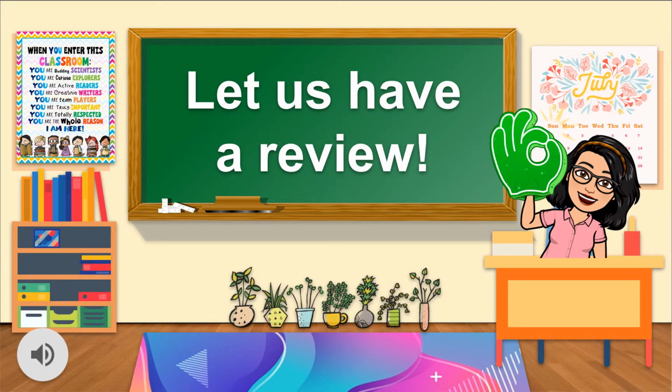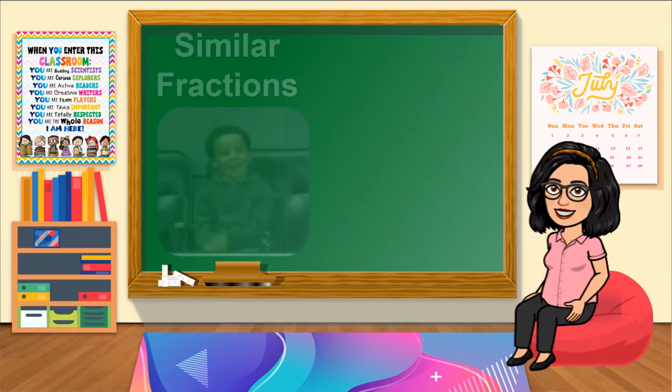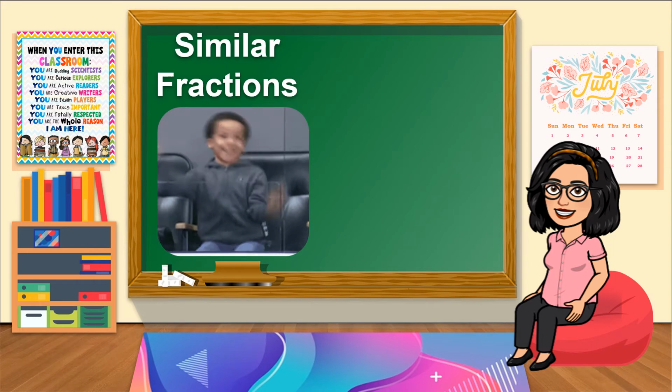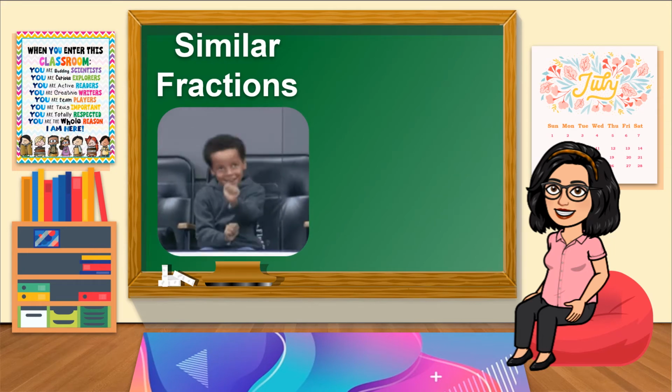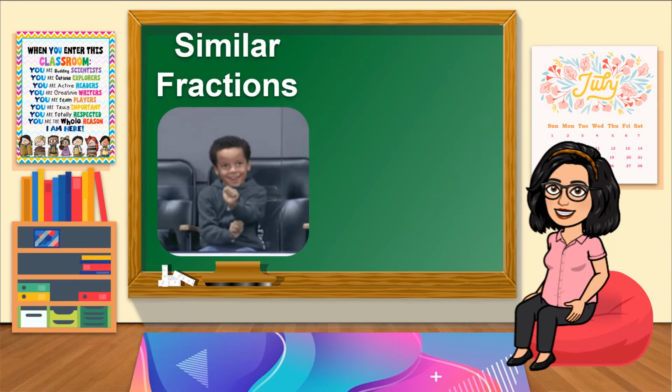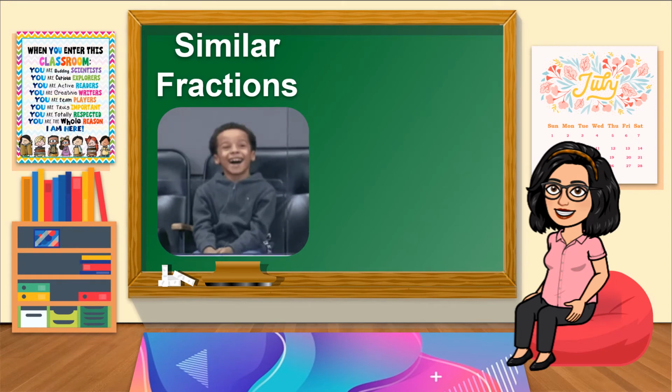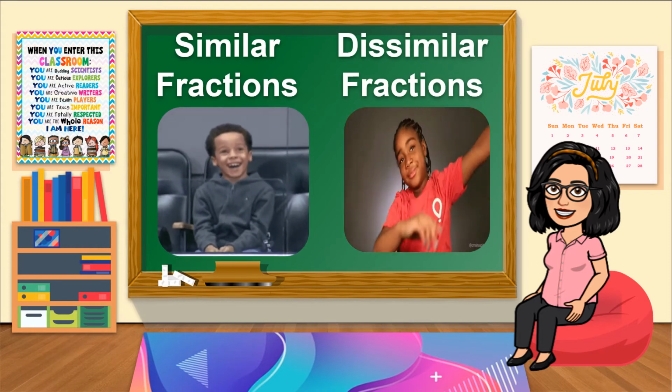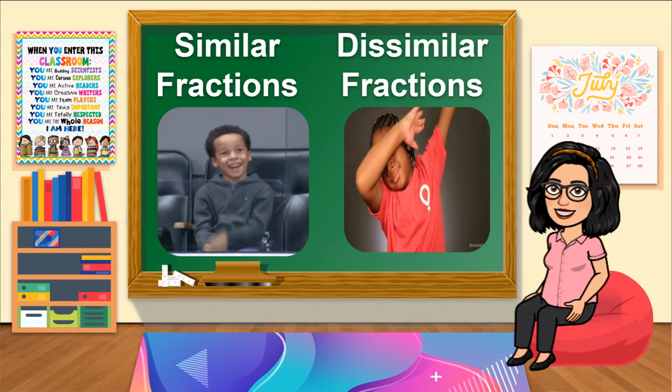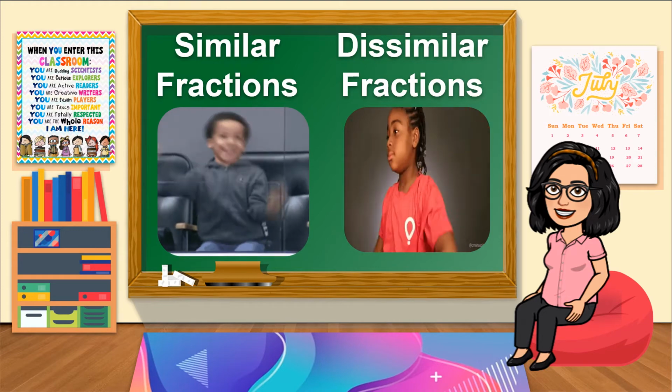So now let's have a review. All you need to do is to identify whether the two fractions are similar or dissimilar. But before that, you can do the WOW if the fractions are similar, which means they have the same denominator. And then do the DAB if they are dissimilar or they don't have the same denominator. Let's have the first number.